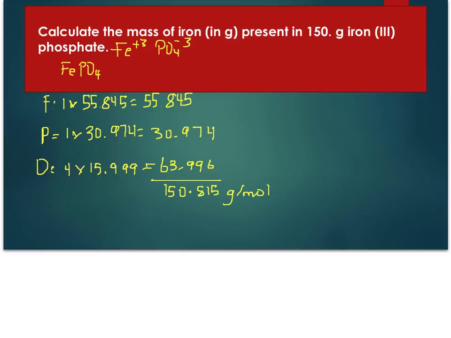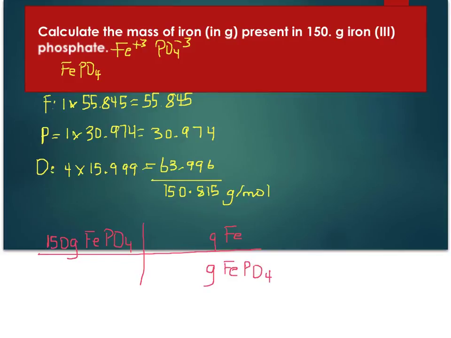So how do we move from here? We have the formula mass. Now we want to find how many grams of iron we have in 150 grams of iron(III) phosphate. So we have to do a dimensional analysis. Just look at what we're starting with, look at what we're going to end with. So we start with 150 grams of iron(III) phosphate. And we want to convert that into grams of iron. And if we want to get grams of iron, we need to divide by grams of iron(III) phosphate. So what is the relationship we just discovered between grams of iron and grams of iron(III) phosphate?